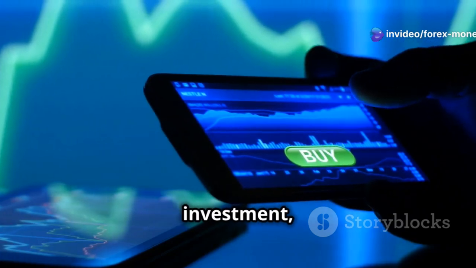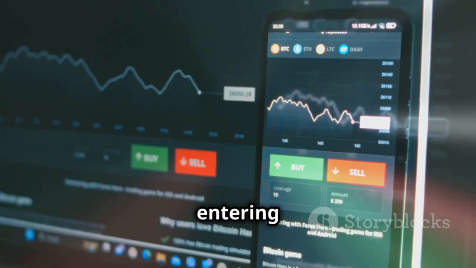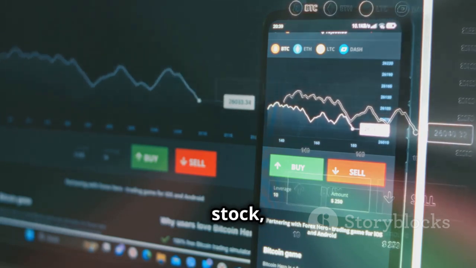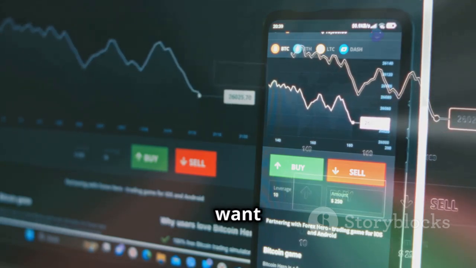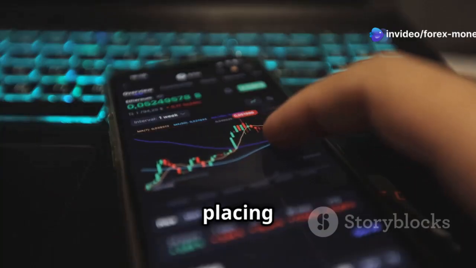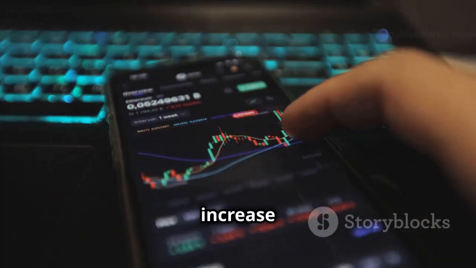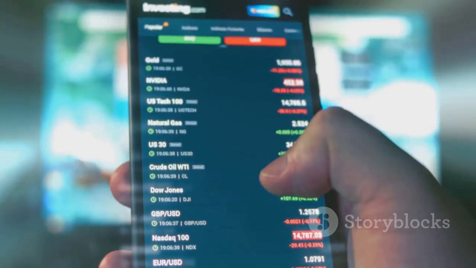Once you've chosen your investment, you'll need to place a trade through your brokerage account. This involves entering the ticker symbol of the stock, ETF, or mutual fund you want to buy, along with the number of shares you want to purchase. When placing your first trade, it's important to start small and gradually increase your investment over time.